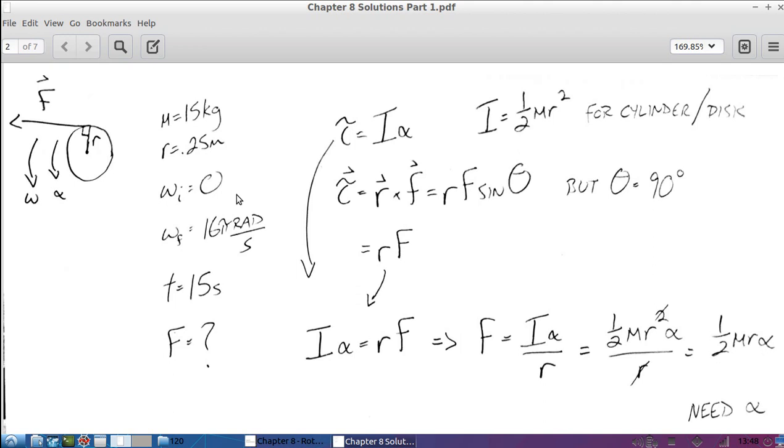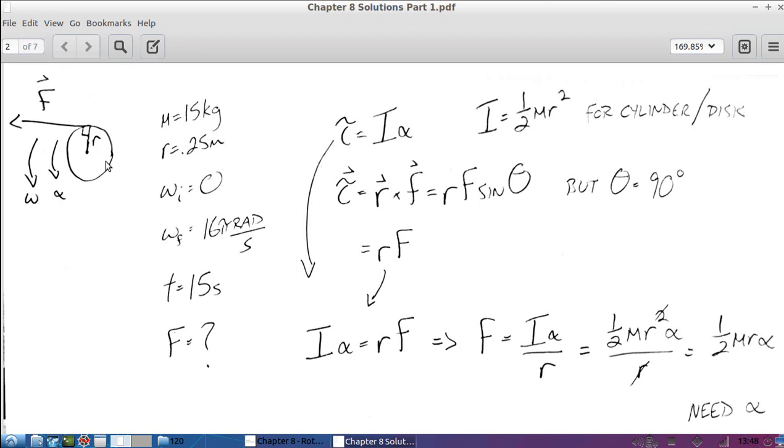So the first thing I'm going to do is take my Newton's second law for rotational motion: tau equals I times alpha. Notice how it looks a lot like F equals ma. Now for the cylinder, the moment of inertia is 1/2 mr squared. I've got two expressions now for torque: Newton's second law for torque, and the cross product definition.